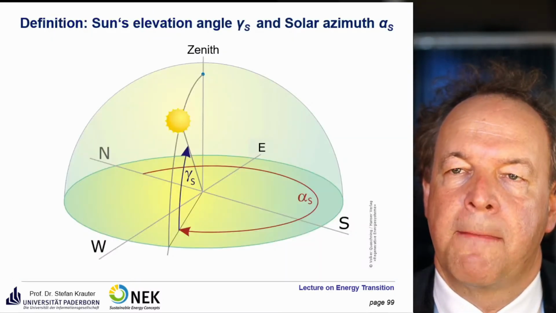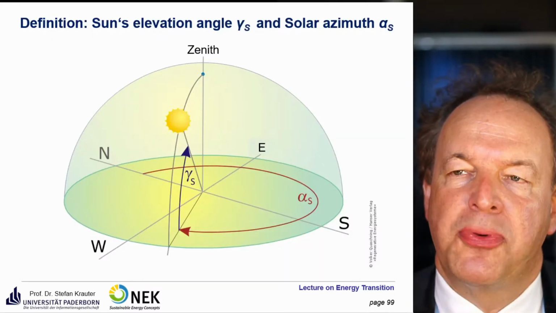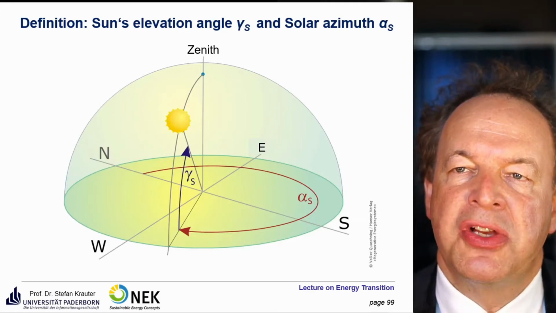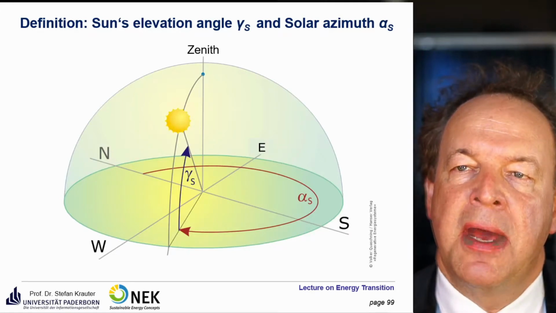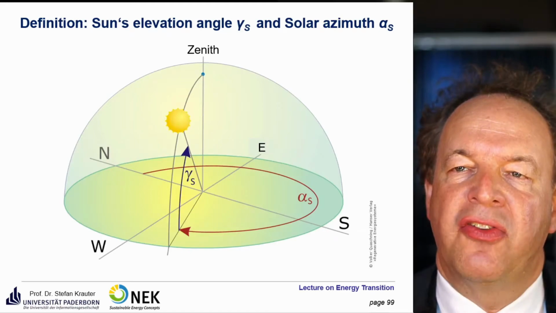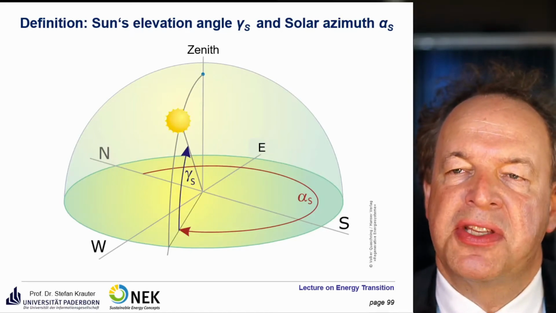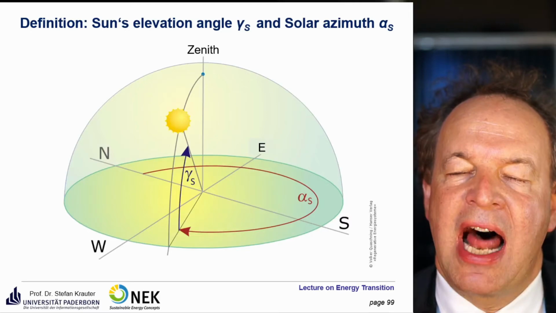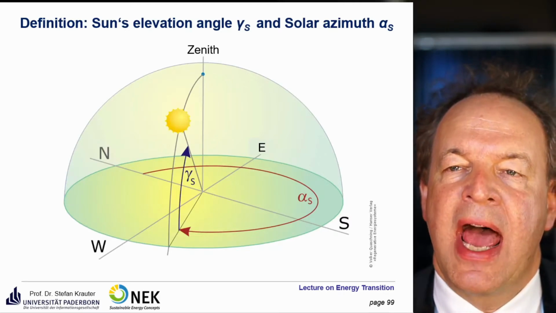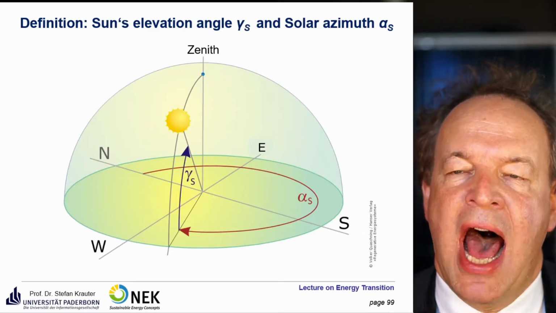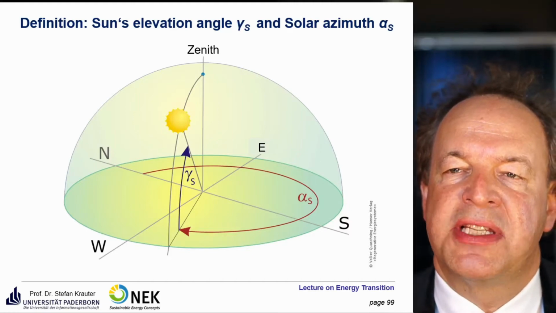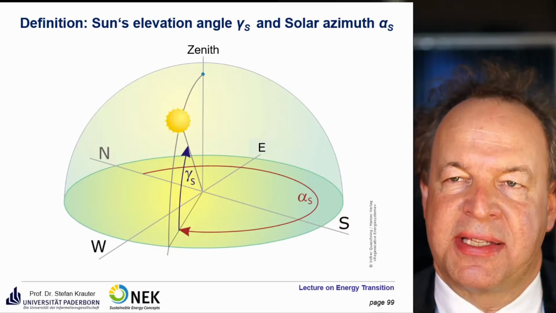This is the perspective from an observer on the Earth. So we have the sun with a certain deviation from north or south. This is called the solar azimuth, alpha index S. And we see the sun at a certain height. This is called the sun elevation, gamma S.